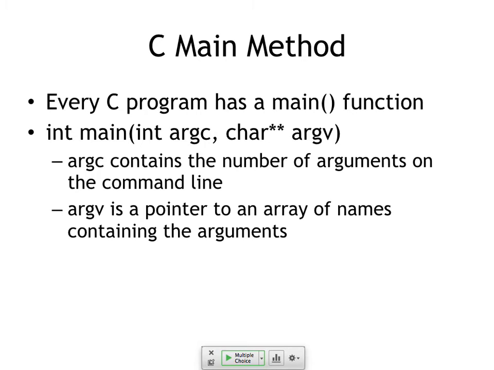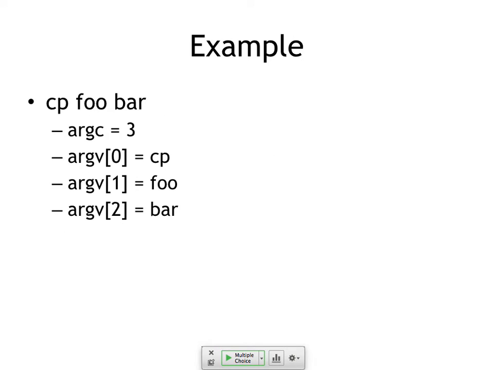Or you could have something like ping google.com. That's going to have 2 parameters, so argc would be 2, and the second, the pointer to the array of names containing the arguments, would contain google.com. And if you have a series of things like cp foo bar, then you'd have a series of character strings over in argv. That's how main looks. So there you are, cp foo bar. You have 3 arguments. The first one is cp, next one is foo, next one is bar.